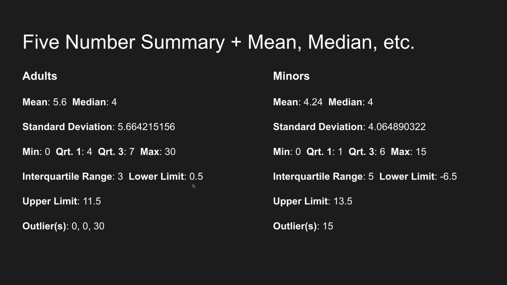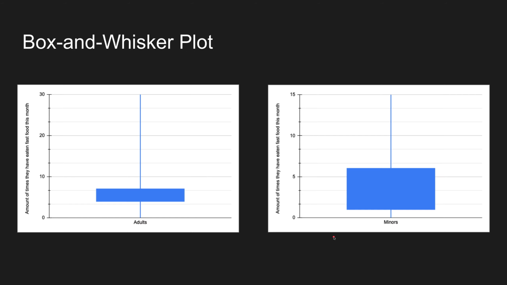The lower limit was 0.5 for adults and negative 6.5 for minors. The upper limit was also lower for adults at 11.5, and the minors had a higher upper limit at 13.5. And there were 3 outliers for the adults at 0, 0, and 30, and 1 at 15 for the minors.